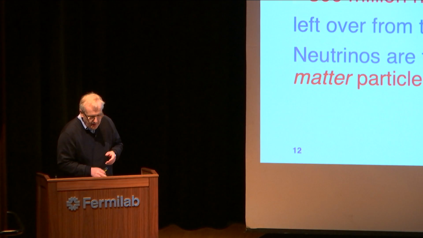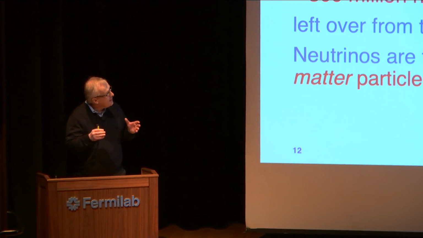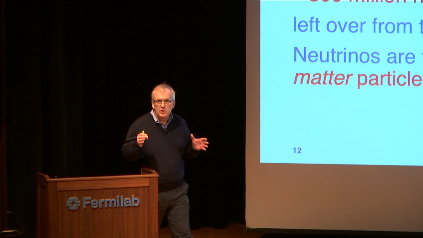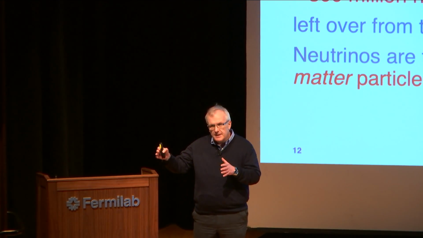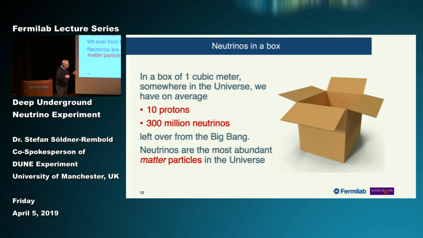If we looked anywhere in the universe in a box which is 1 meter times 1 meter times 1 meter, or 3 feet times 3 feet times 3 feet tall, then you would find, on average, not here, obviously, there are lots of protons here. Most of the universe, however, is empty. You would find 10 protons and 300 million neutrinos. So that makes neutrinos actually the most abundant matter particle in the universe.